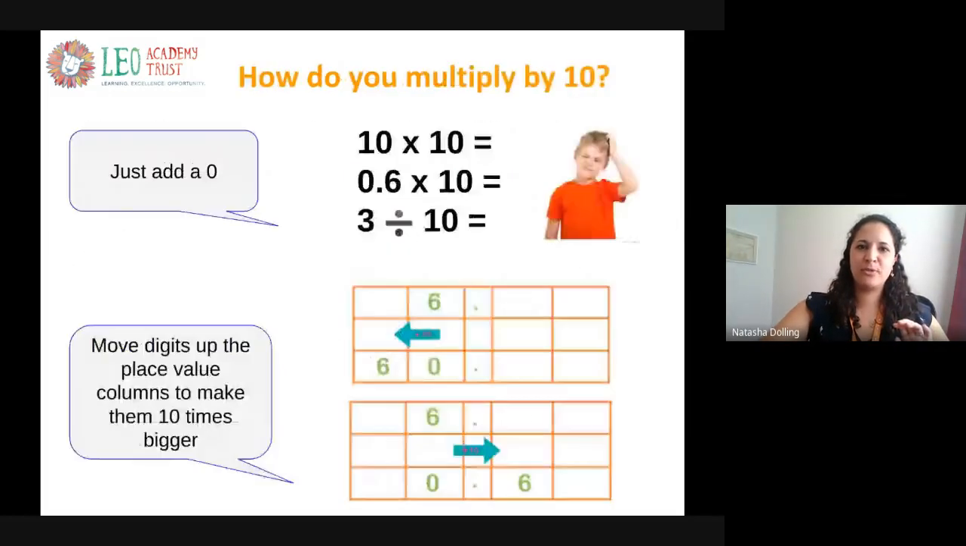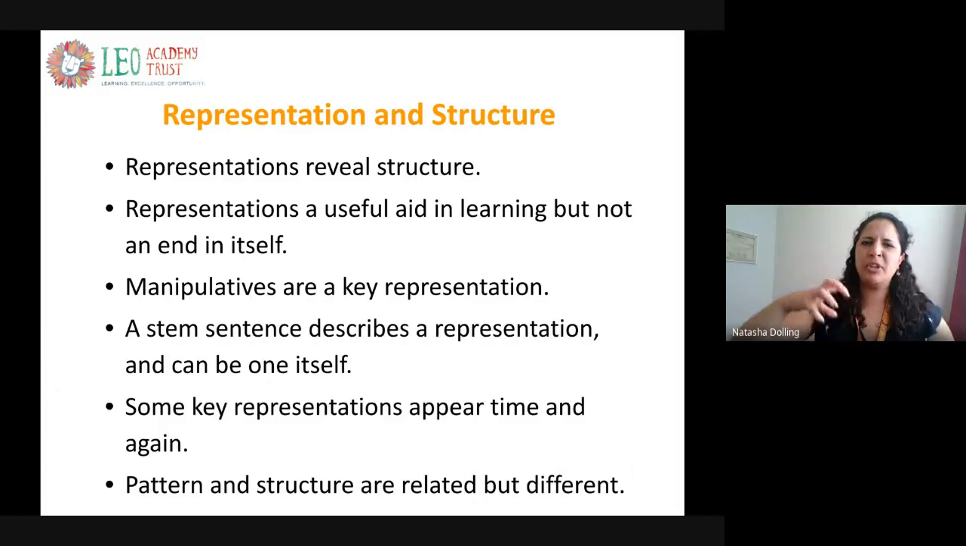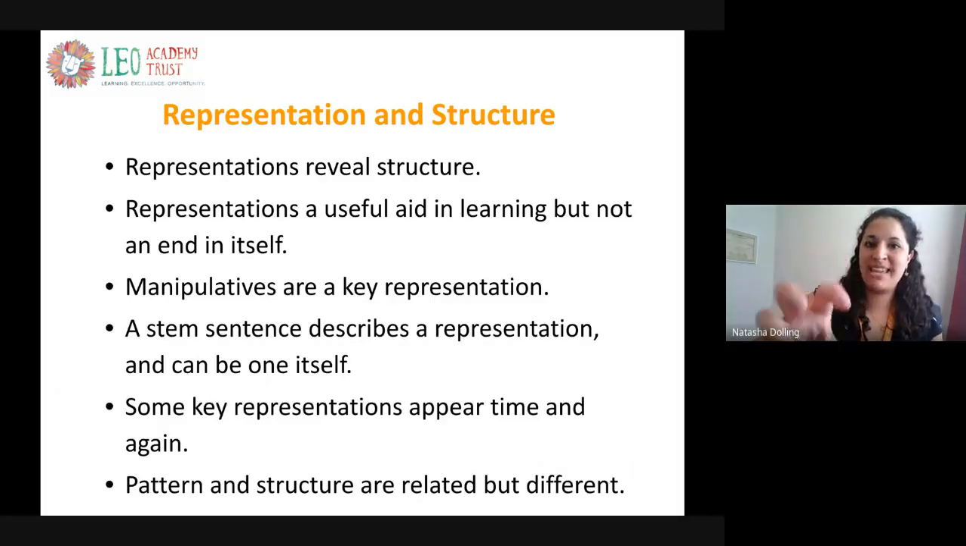So I'm just going to whiz forward, a whistle stop tour again, onto representation and structure. Again, I'm going to go through these points. I'm going to give you some examples of what this looks like in lessons and what this means for us as teachers. And hopefully this will make the points I'm about to go through clearer.